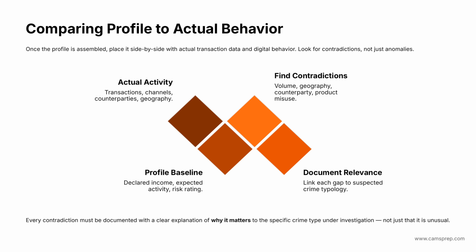Then document the relevance. Link each gap to a suspected crime typology. Every contradiction must be recorded with a clear explanation of why it matters to the specific crime type under investigation, not just that it is unusual.